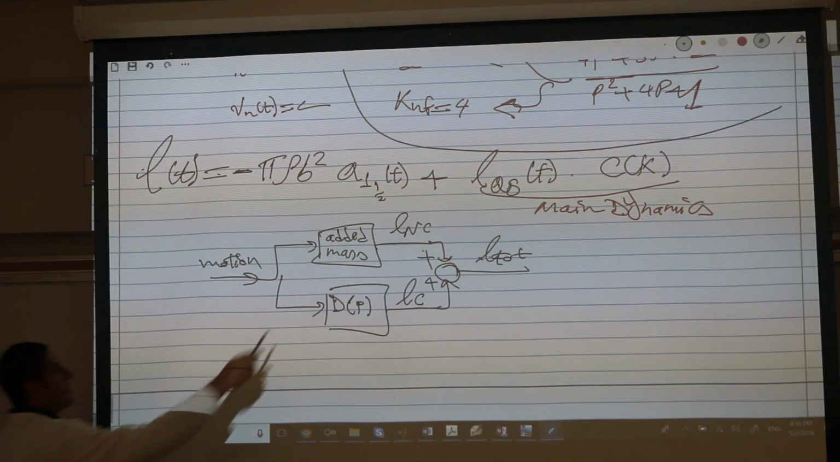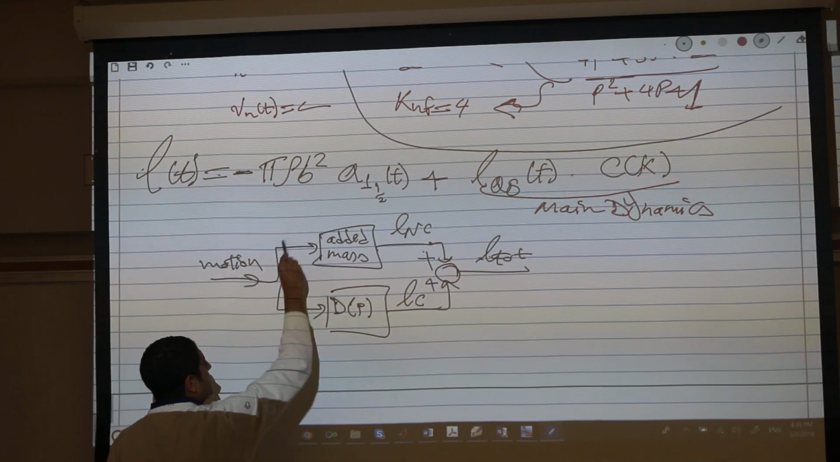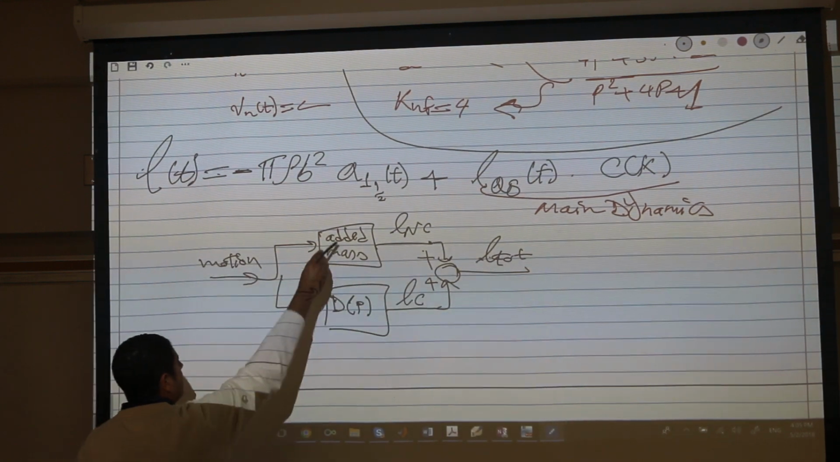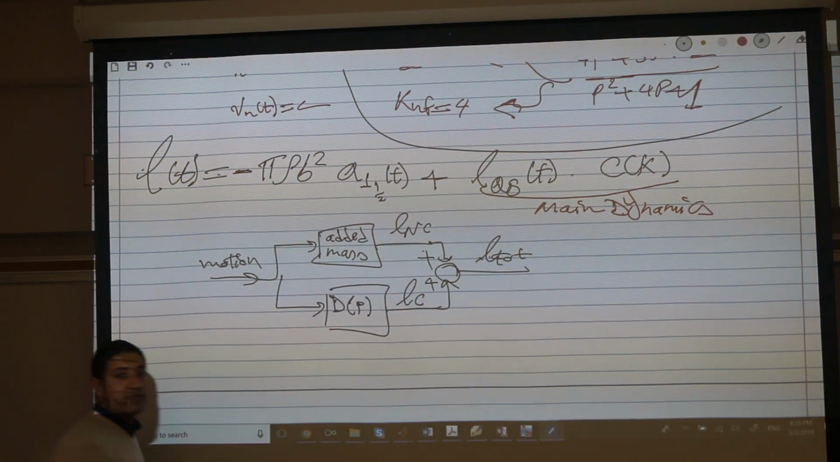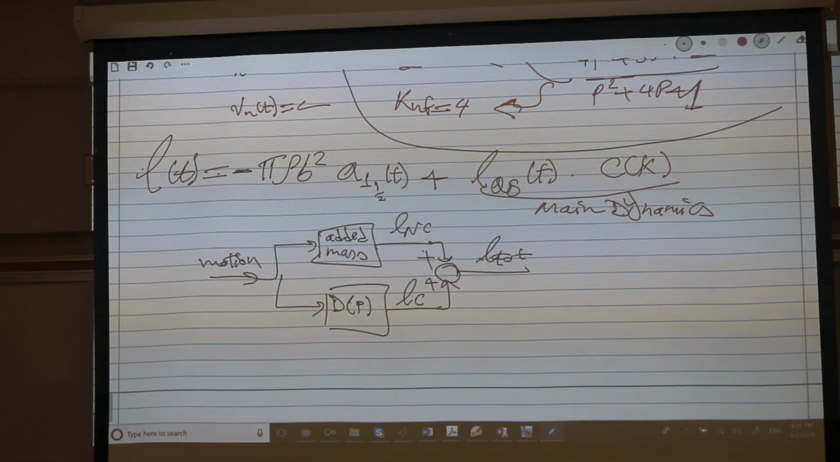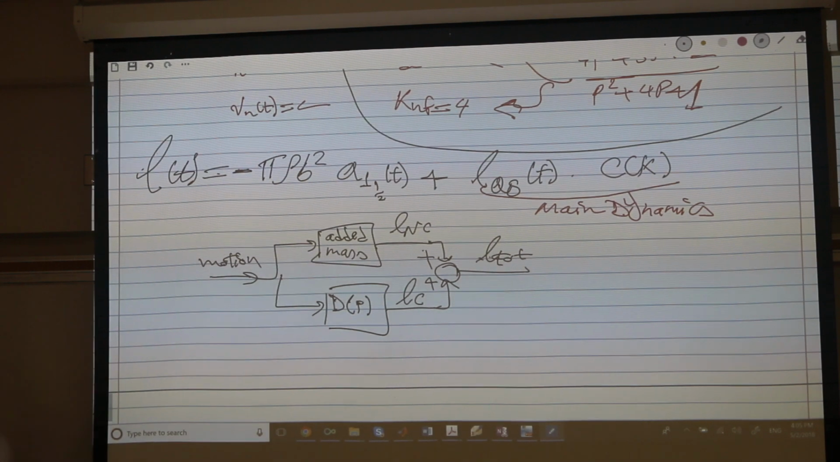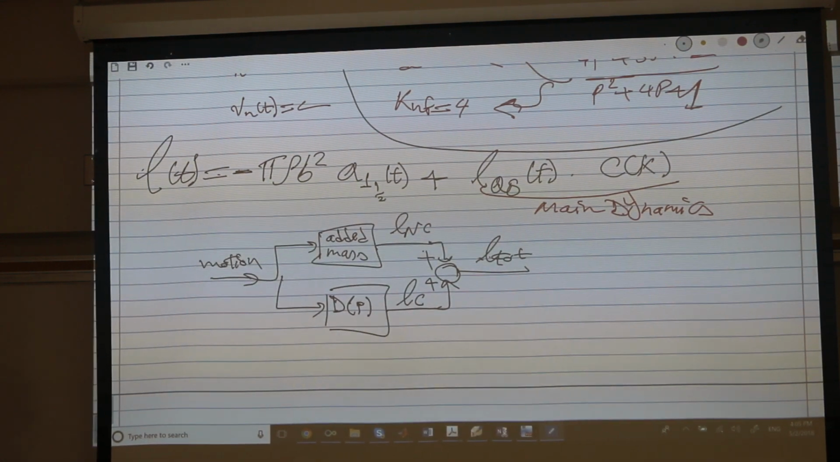What we're saying is that this is a gain. This branch is just a gain. It's an algebraic relation. This is pi rho v squared added mass, and that's it. There's no dynamics. But this is indeed a transfer function. It has dynamics in it. Okay? If you have a question, please stop me.